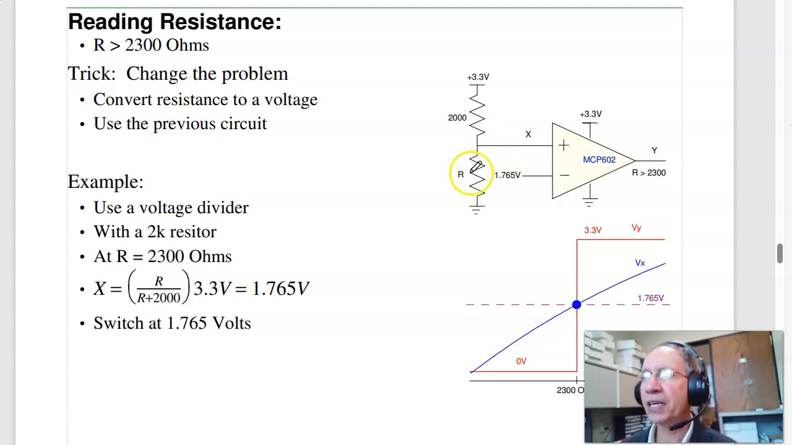If R is bigger than that, then X is bigger than 1.765. So I'll make the offset, the threshold, 1.765. What happens is if R is less than 2300 ohms, the voltage is less than 1.76 volts, and you get logic level 0 out. If R is bigger than 2300 ohms, it slams high, and you get 3.3 volts out. So this circuit gives you the logic: is R bigger than 2300 ohms?